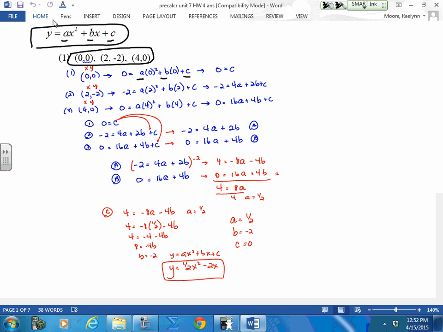What happens in your matrix for this one is, don't forget your matrix is reduced row echelon. Your constant has to come on the right-hand side. So all of these have to be on this side. So you might want to write this over. C equals 0. 4a plus 2b plus c equals negative 2. 16a plus 4b plus c equals 0. Your constant has to be on the right-hand side.